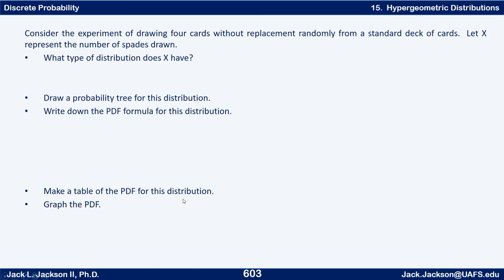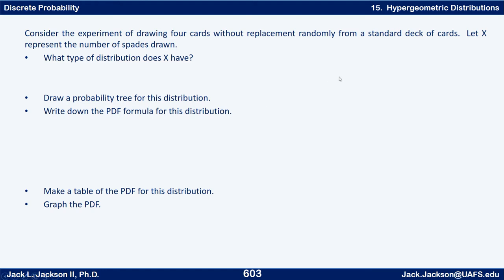programmed in. So let's consider the experiment of drawing 4 cards without replacement randomly from a standard deck of cards. Let X represent the number of spades drawn. What type of distribution does X have? And then once we figure that out, we want to draw a probability tree, write down the PDF formula, make a table for the PDF, and graph it.